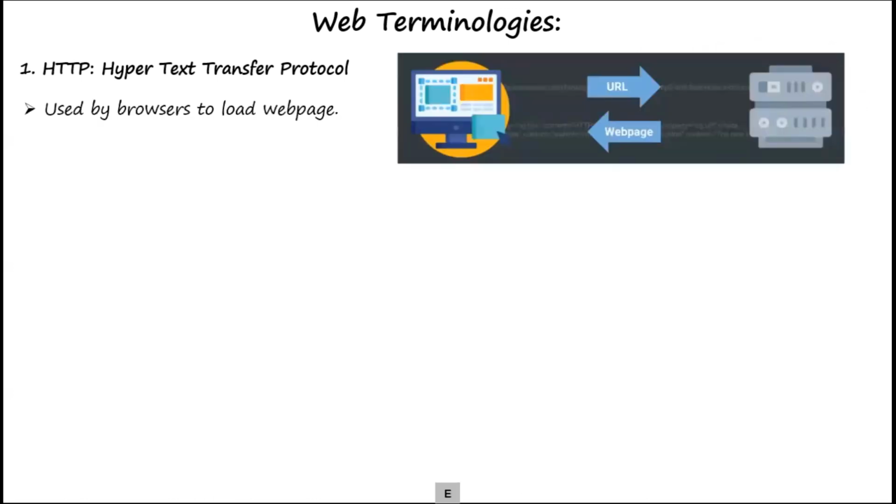So let me clear it and show you a very beautiful example. Simple definition: protocol used by the browsers that helps to load a web page. A simple URL sent and web page received. This is used by the browsers. Supposedly this is a browser and this is our server. So HTTP is just a simple protocol used by browsers and helps load web pages.